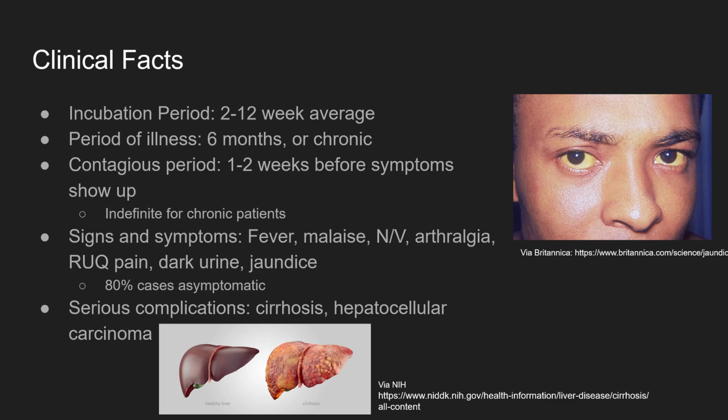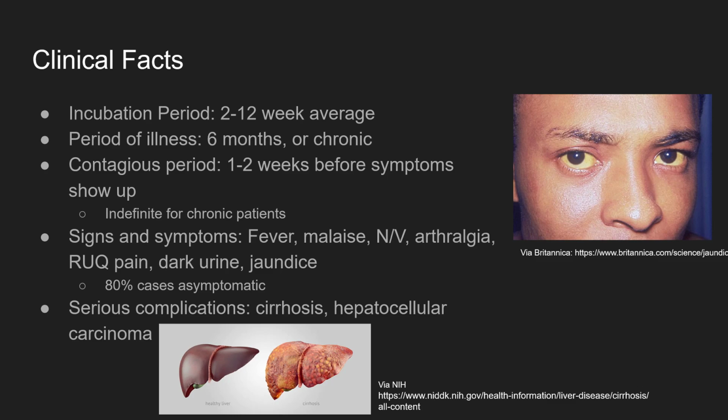Once they do have symptoms, though, they tend to have it for roughly 6 months before it resolves. However, chronic symptoms are usually much more common. So chronic hepatitis C is a pretty big issue. People can give other people hepatitis C 1 to 2 weeks before symptoms show up. However, if someone does have chronic hepatitis C, then they are contagious indefinitely.